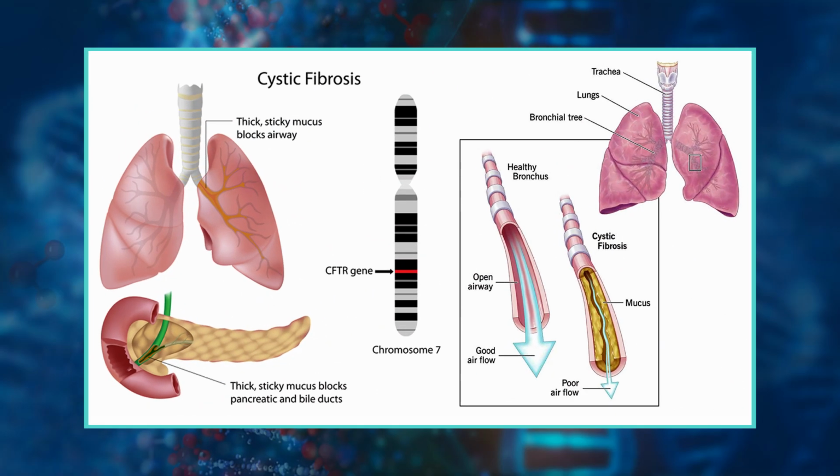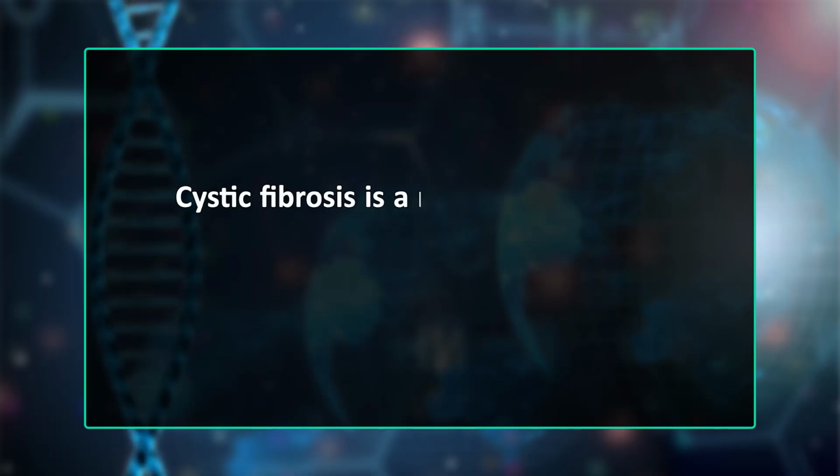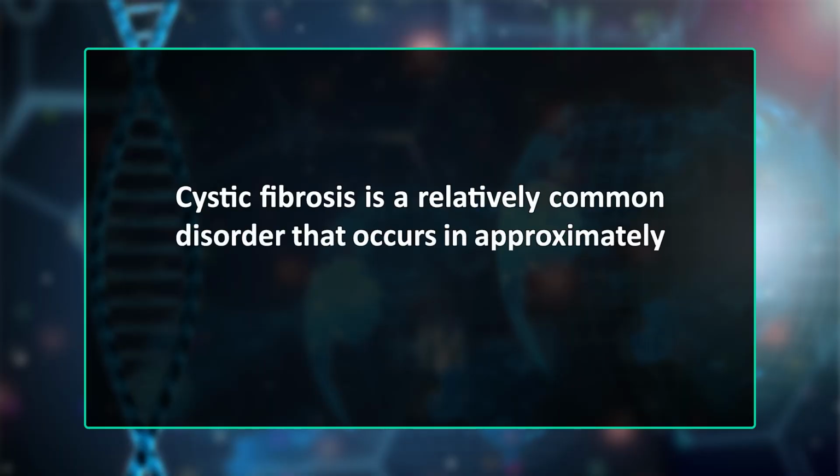An example of an autosomal recessive disorder is cystic fibrosis. Cystic fibrosis is characterized by the chronic accumulation of a thick, tenacious mucus in the lungs and digestive tract. Decades ago, children with cystic fibrosis rarely lived to adulthood. With advances in medical technology, the average lifespan in developed countries has increased into middle adulthood. Cystic fibrosis is a relatively common disorder that occurs in approximately 1 in 2,000 Caucasians.